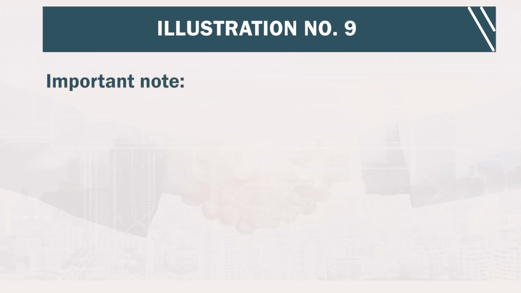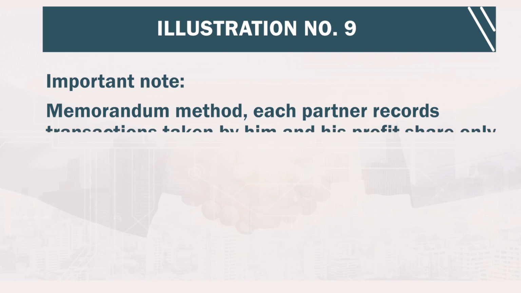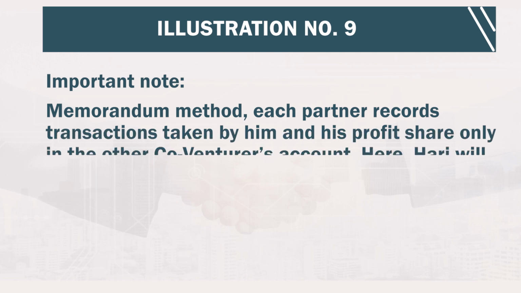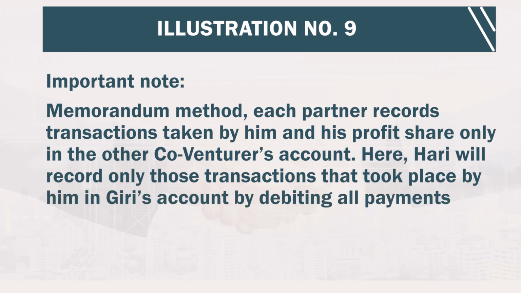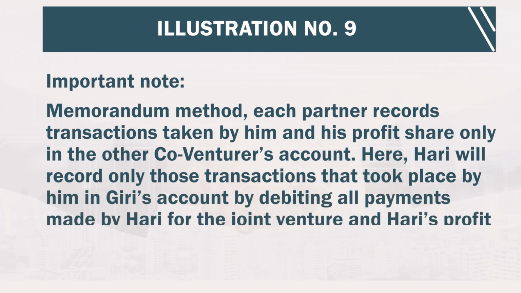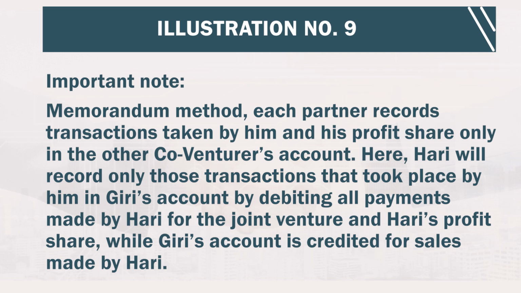It is important to note that under the memorandum method, each partner records transactions taken by him and his profit share only in the other co-venturer's account. Here, Hari will record only those transactions that took place by him in Giri's account by debiting all payments made by Hari for the joint venture and Hari's profit share, while Giri's account is credited for sales made by Hari.